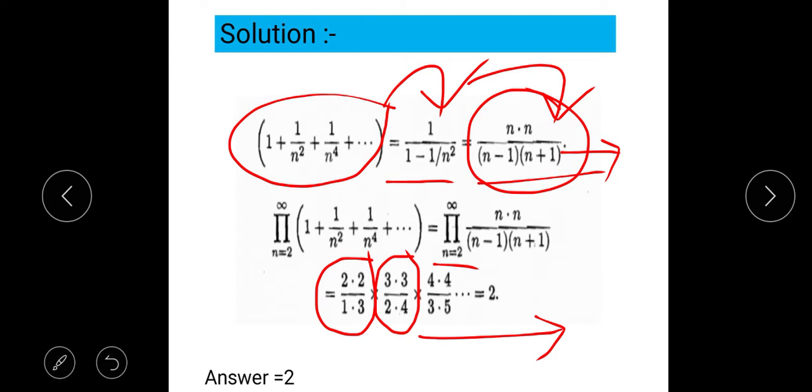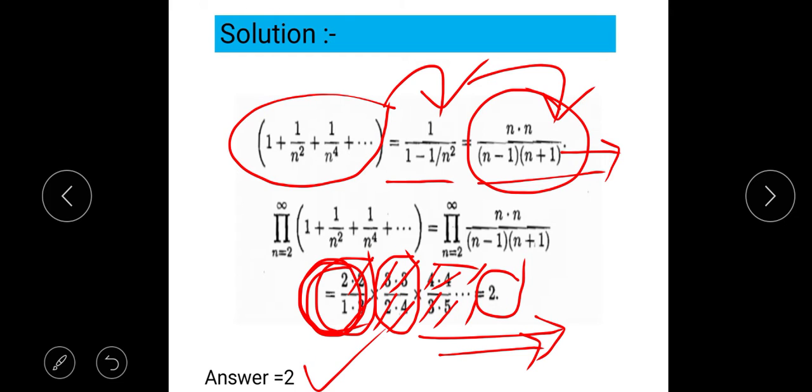Then if you watch carefully, this 2 may be cancelled with this 2, this 3 and this 3 are cancelled, this 4 and this 4 are cancelled, and in the similar pattern this 4 and this 4, here this 5 and this 5 are cancelled, and so on. So finally you will get only 2 upon 1, that is nothing but 2. So 2 is the answer.